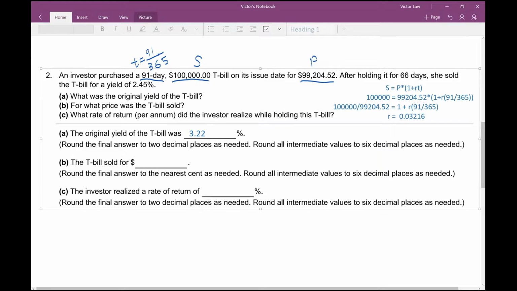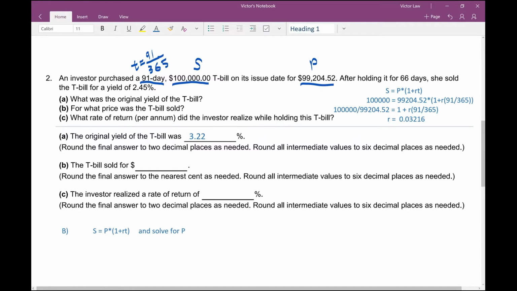So we have 100,000 = 99,204.52 × (1 + R × 91/365). Then we rearrange the formula, so we have 100,000 divided by 99,204.52 equals 1 + R × 91/365. And then we solve for R, and we get 0.03216, which is 3.22%, and that's part A.